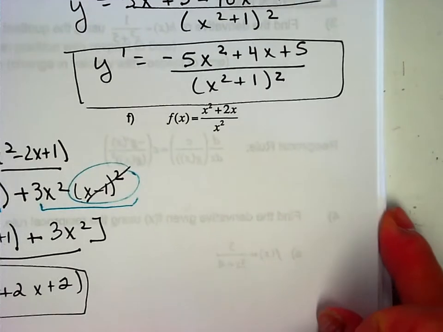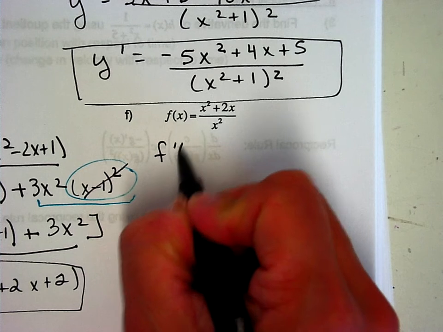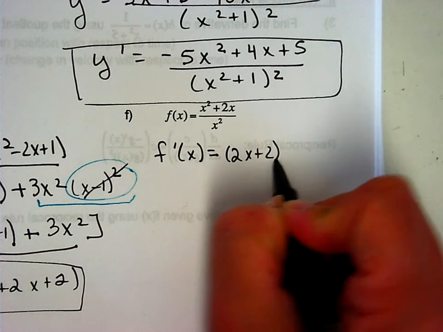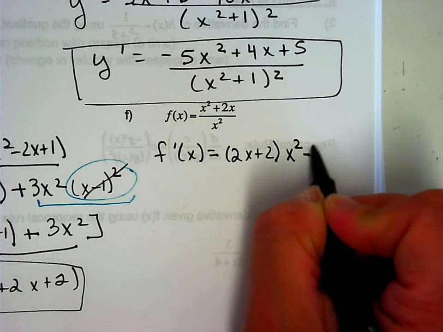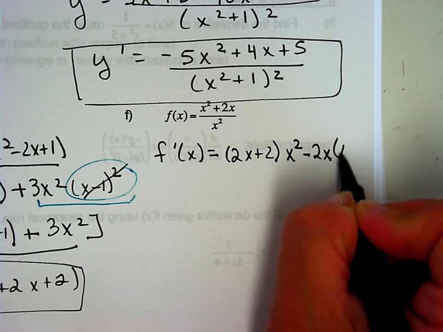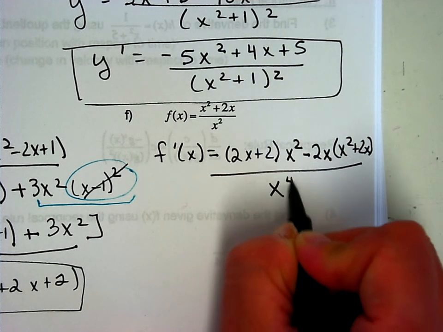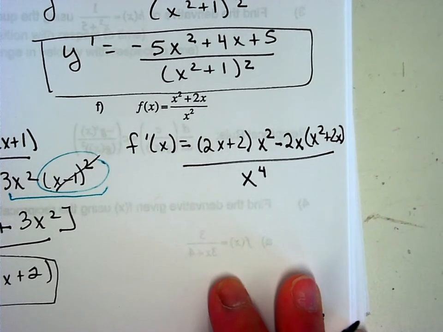Okay, last problem with the quotient rule. So f prime of x is going to be the derivative of the top, which is 2x plus 2, times the bottom, minus the derivative of the bottom, 2x, times the top, x squared plus 2x, all over the denominator squared, which is going to give me x to the 4th.